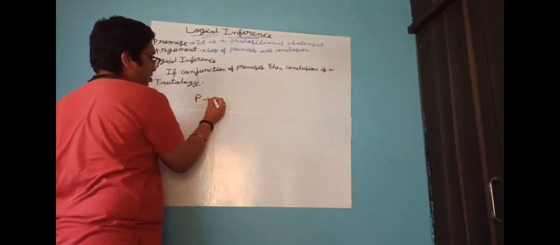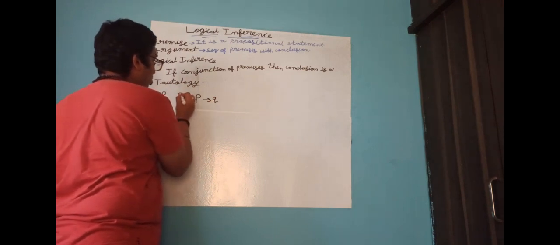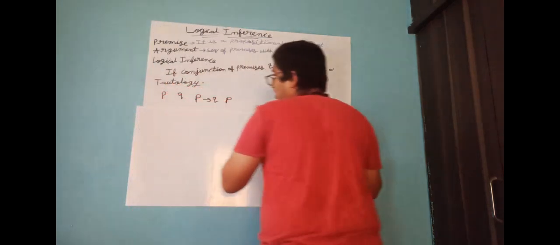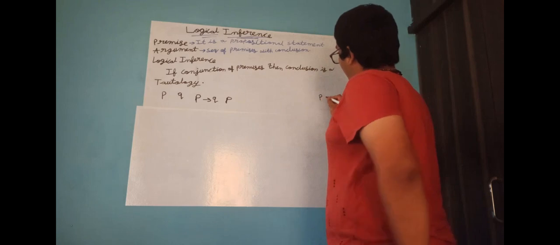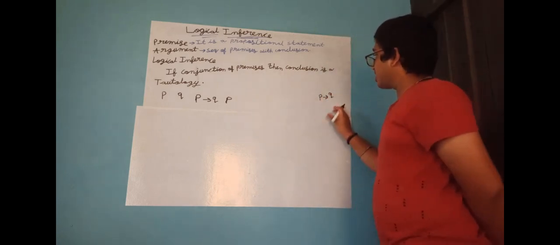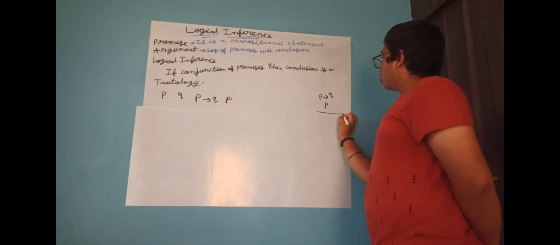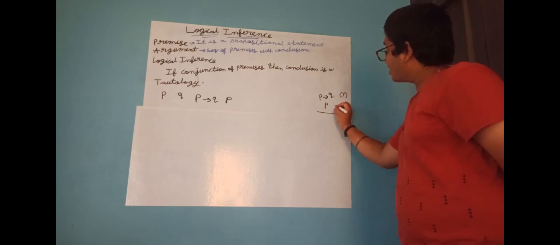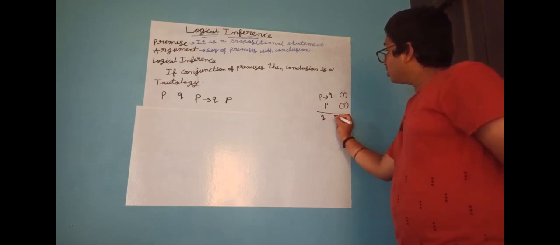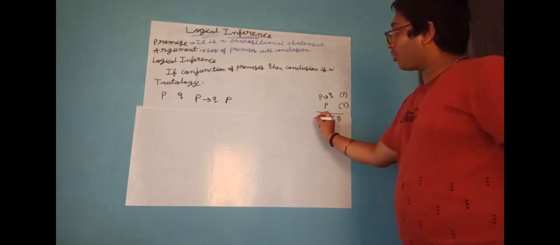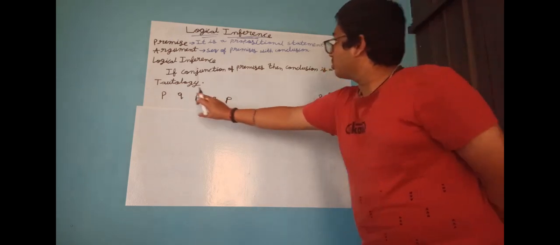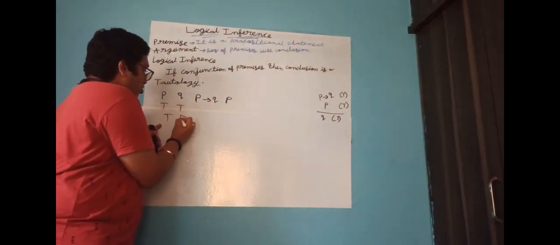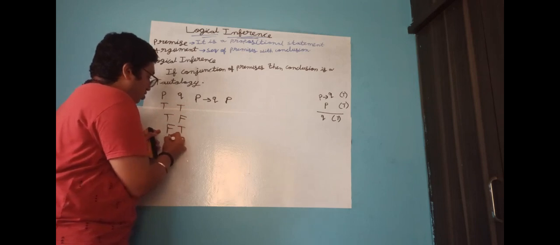Let us take P implies Q, P, and Q. And how to represent the premises in this? Let me consider an example here. This is a complete example. If P implies Q is true, and P is true, then Q will become true. This is what I am trying to explain now. First we will do it individually. First the truth values for P and Q: true true, true false, false true, false false.